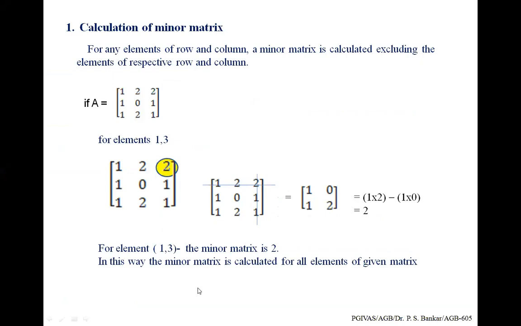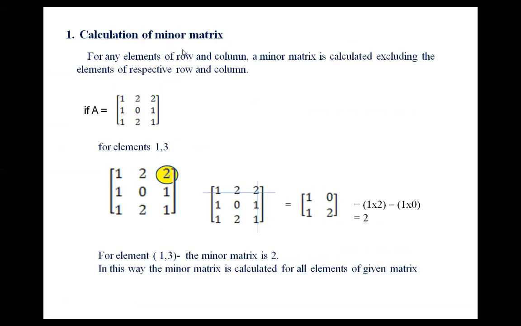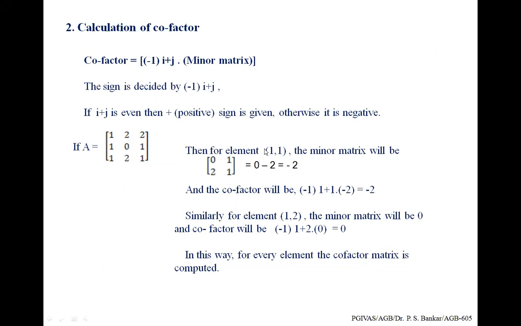Okay. So we can estimate the minor matrix, isn't it? For example, for the element in the first row and third column, the element is 2. So we can exclude the other elements in the first row and third column, and whatever is left over is the minor matrix. We can multiply the diagonal elements and estimate the value of this minor matrix, isn't it? Then, the second step is calculation of the cofactor.